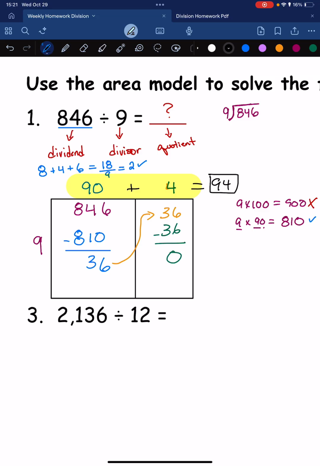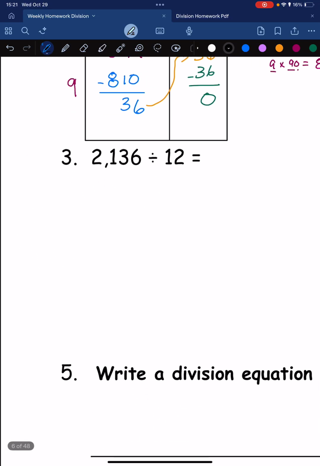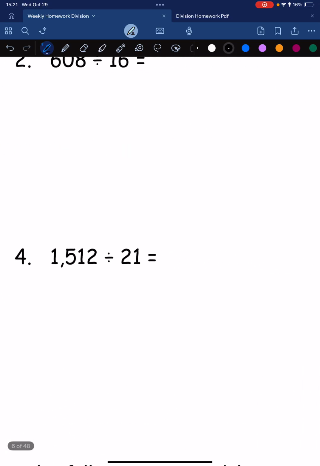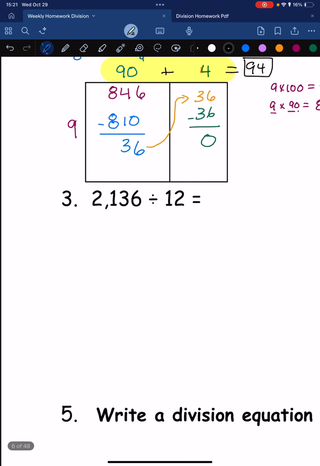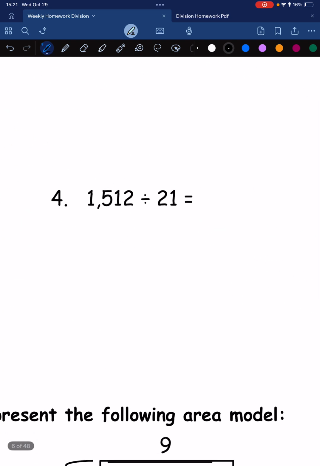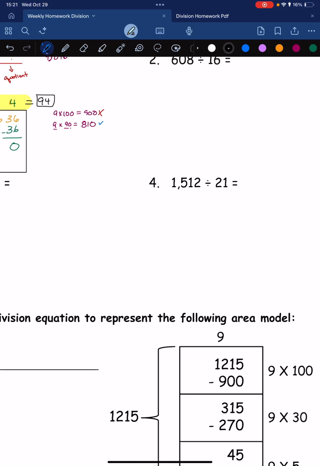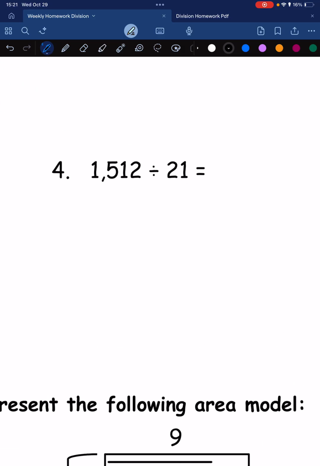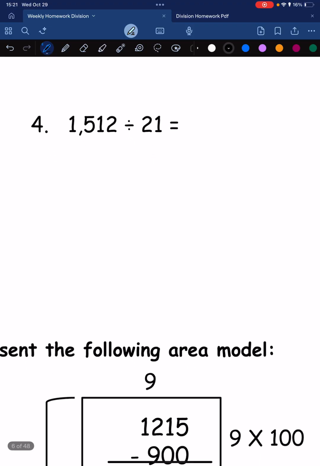Okay, let's move on to number 3. Actually, I'm going to do a different one this time. If you watched the other video, I did number 3. I did 1 and 3. I'm actually going to do number 4 for this one. All right, so number 4 right here, let's see.